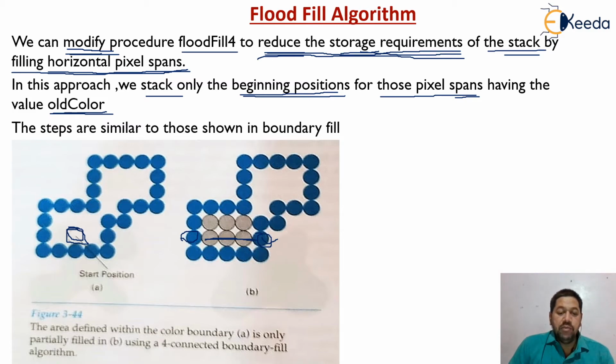Then I will move to the next position, which is again a horizontal span. So I am going to use the approach of scan line or horizontal pixel span, which I'm considering to reduce the storage requirement. Now, how will these scan lines, or horizontal spans, be inserted into the stack?